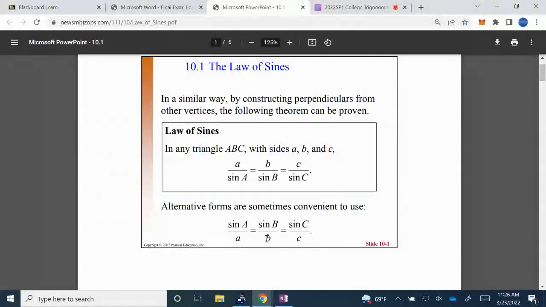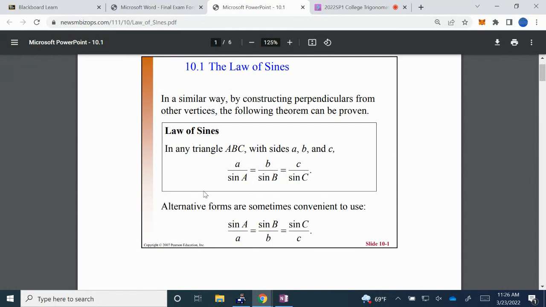Sometimes you may see the formula written in an alternative form, right? You can have your angle measures on top and your side lengths on the bottom. There is no right or wrong on how you set up your proportions. You just want to be consistent in that if you're using the side lengths in the top, make sure the side lengths are in the top, or if you're using the side lengths in the bottom, just be consistent and use the side lengths in the bottom.